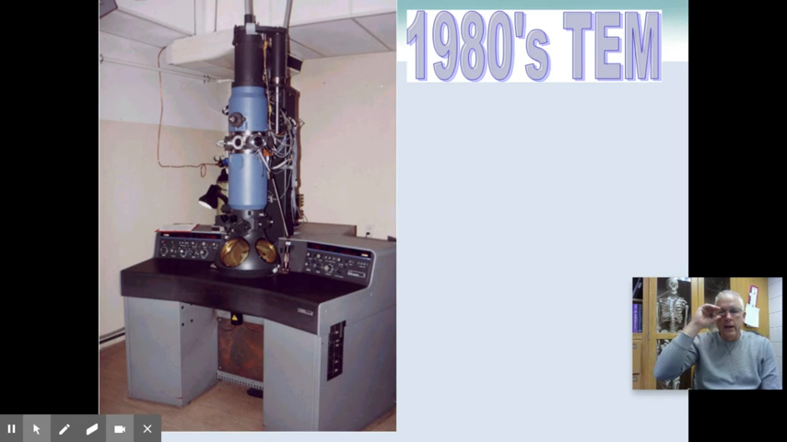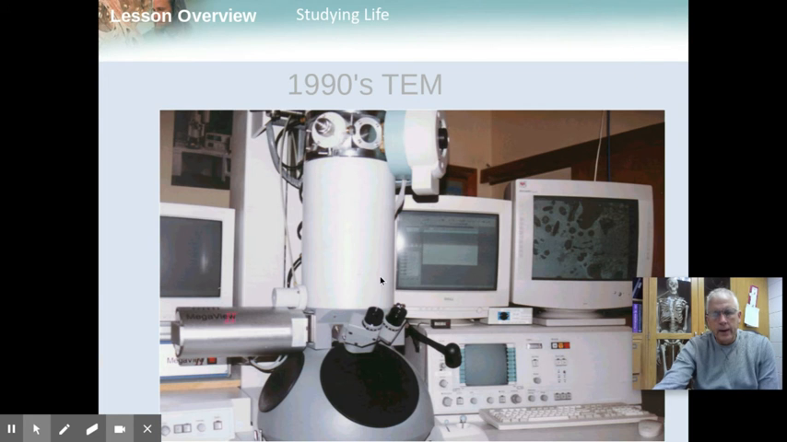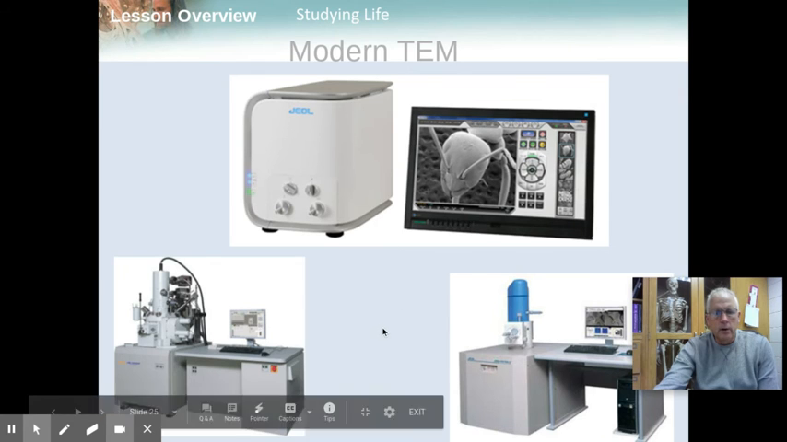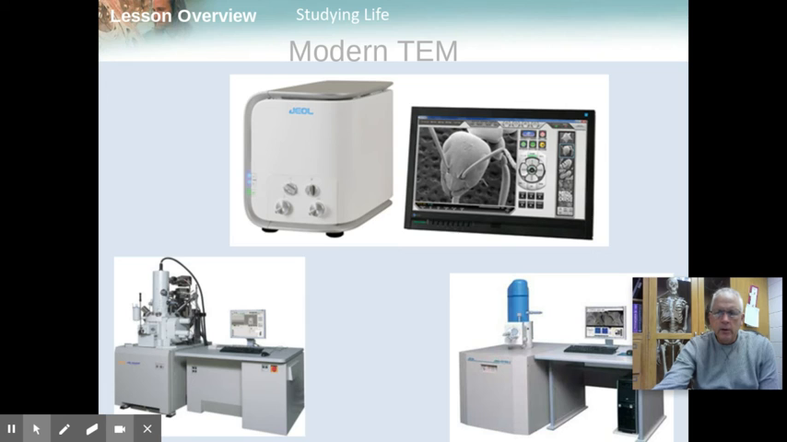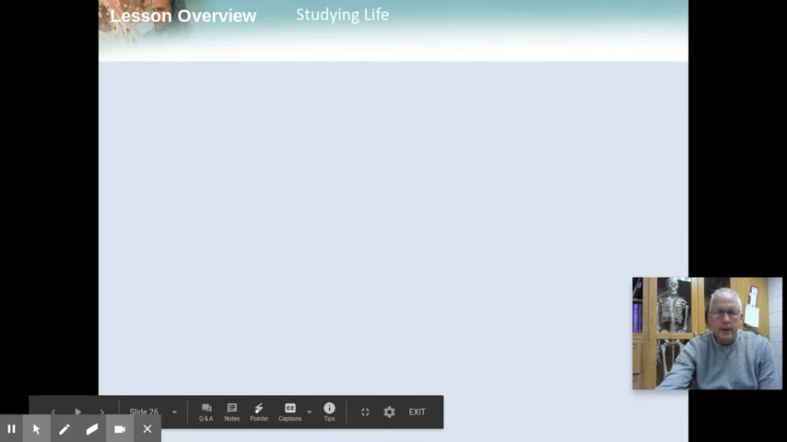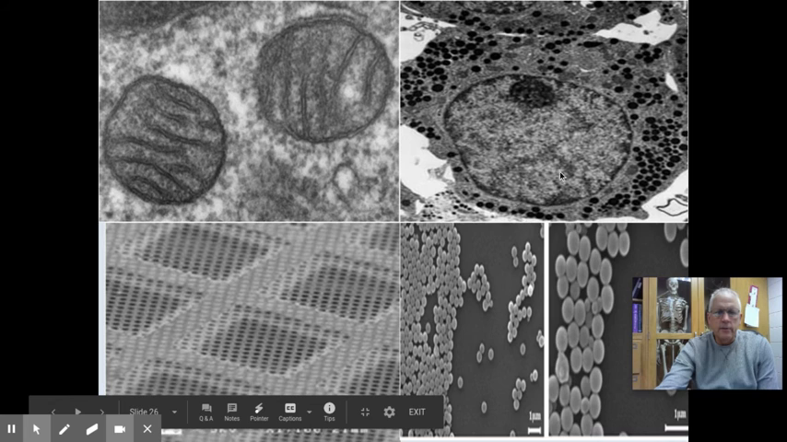This is what TEMs looked like back in the 80s. They took up a whole room. Then our technology got better. In the 90s, they got a little smaller, and now we've got them desktop. So, expensive machines. They're not cheap. You may see one in college, but you're not going to see one in a high school setting. But let's go back a little bit, some great pictures are produced by these crazy things.